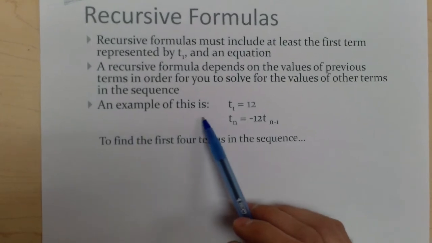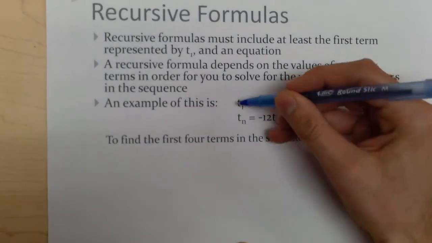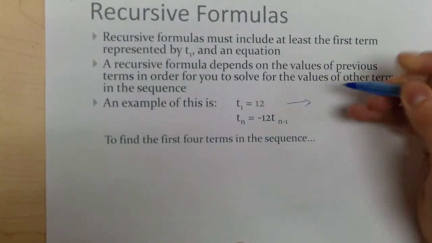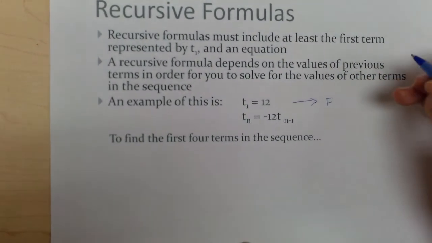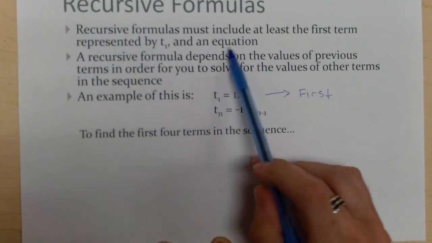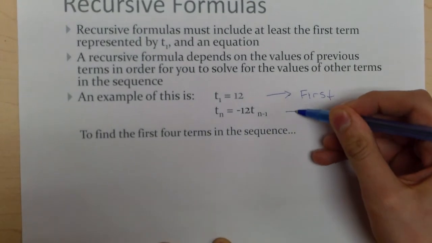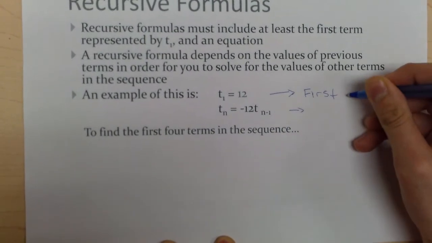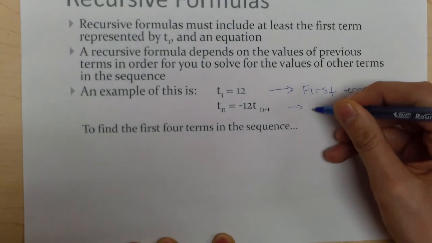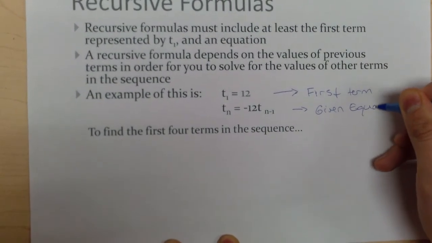So in the example that I'm going to be solving, you can see we're given two things. The first term, that being t1 equals 12, t1 being the first term. And the second thing you'll be given is an equation, and that's given here, which can also be phrased as the general term. This being the given equation.